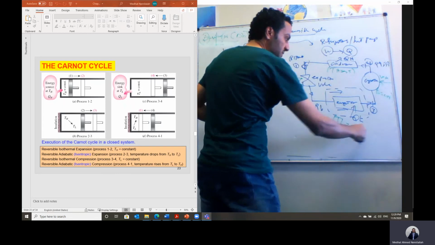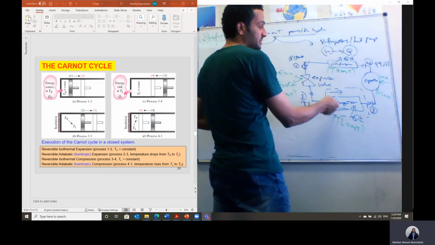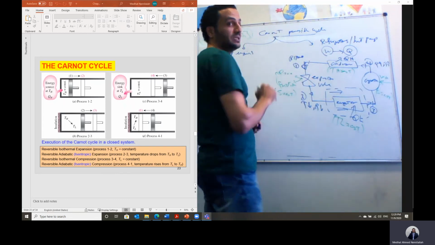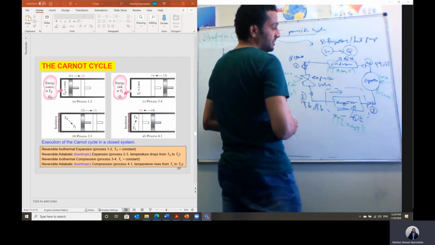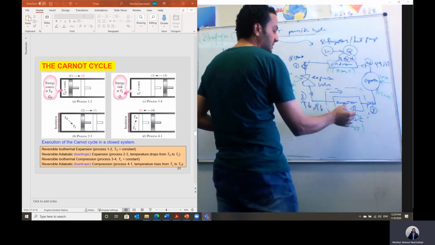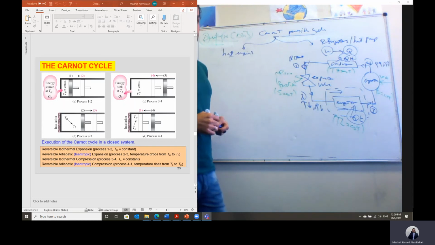And the cycle is proceeding clockwise. In case of a refrigeration system, the cycle is proceeding counterclockwise. In this case, we have work input, and then the outcome is heat transfer. So it is the same cycle, but the cycle has been reversed in this case.